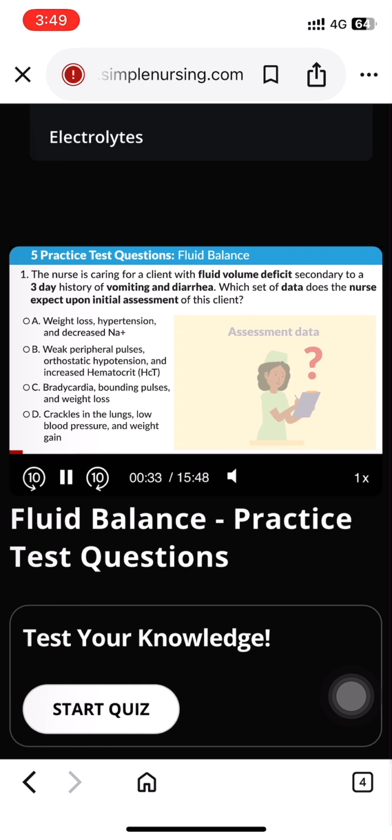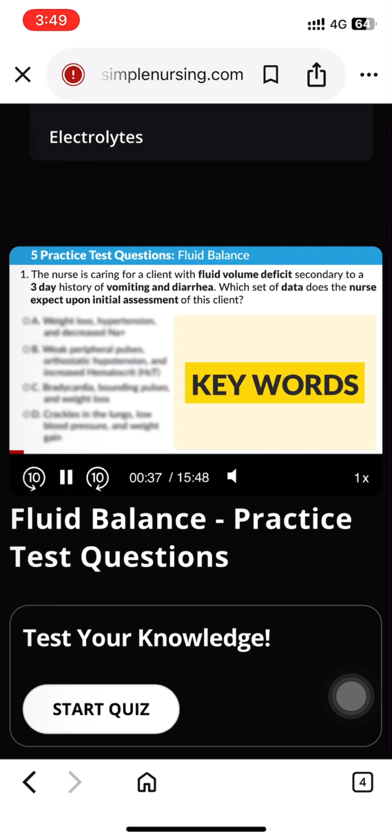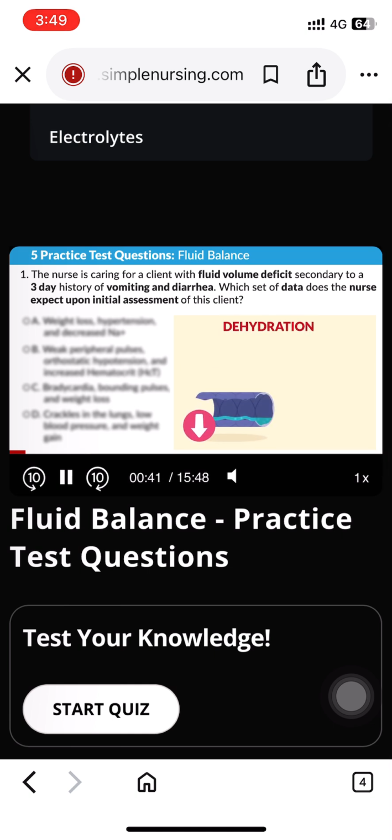Okay, let's break it down. Before looking at the options, consider the key words in the question here. The first key term is fluid volume deficit. So just think, fluid is low in the body. We have a deficit of fluid. So think dehydration from low fluid in the body.